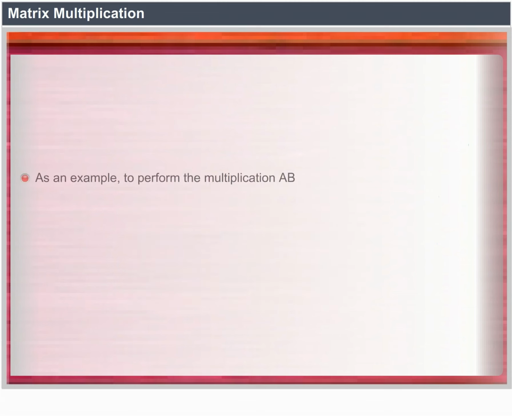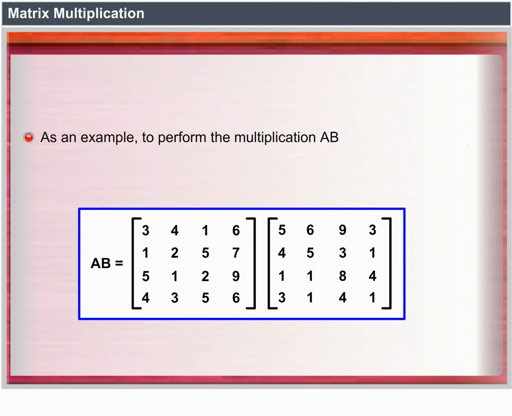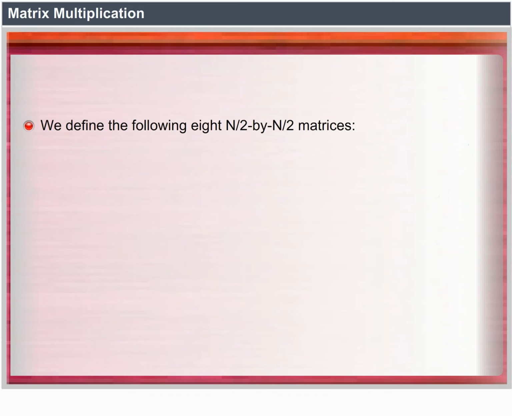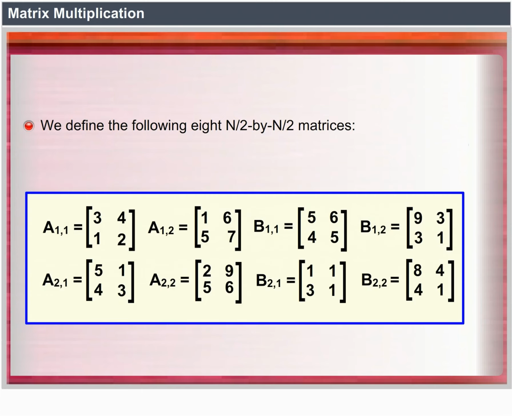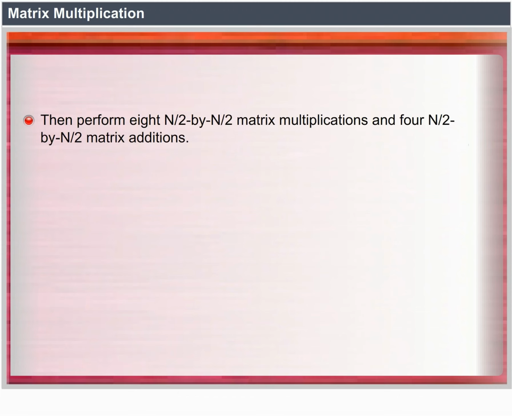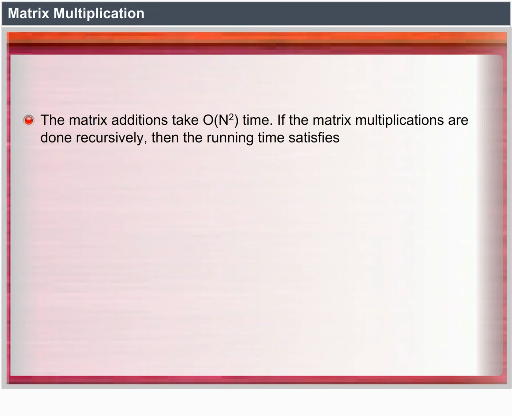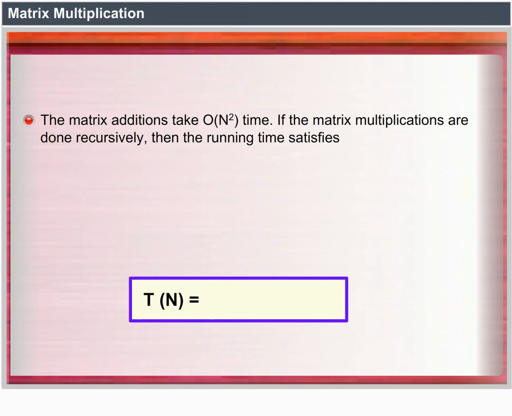As an example, to perform the multiplication of A and B, which is shown below, we define the following 8 n/2 by n/2 matrices, as shown here. Then perform 8 n/2 by n/2 matrix multiplications and 4 n/2 by n/2 matrix additions. The matrix additions take O(n^2) time. If the matrix multiplications are done recursively, then the running time satisfies T(n) equals 8T(n/2) plus O(n^2).